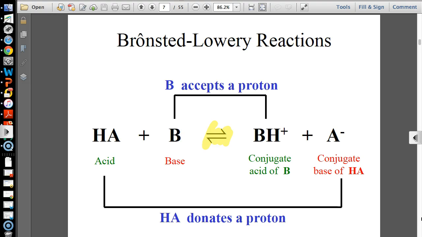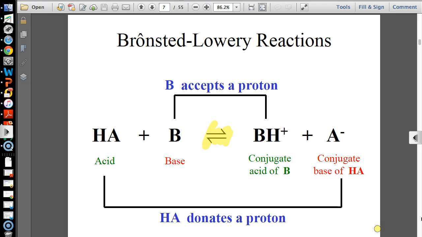That's all you have to look for. They're going to throw crazy stuff, don't be worried. So the base on this side is going to be that B, whatever it is, and then it has that H, and it'll be positive.